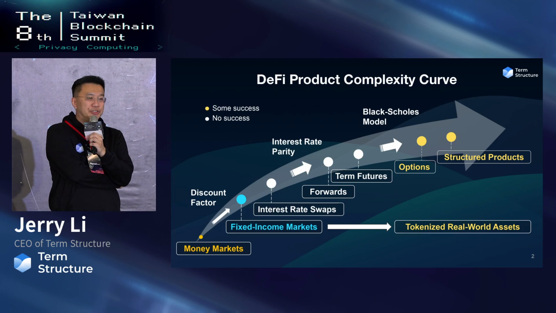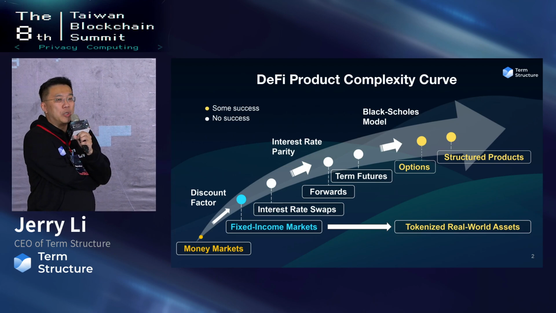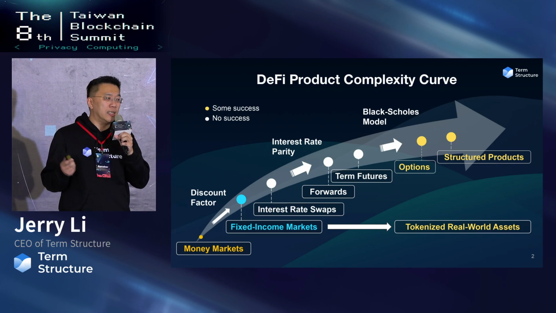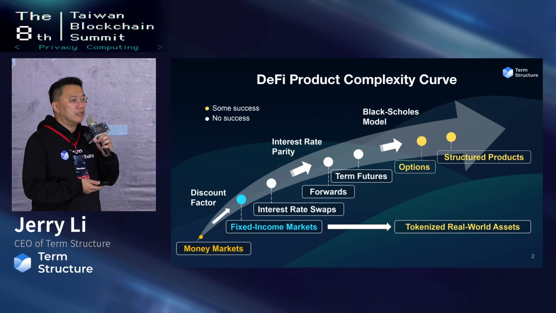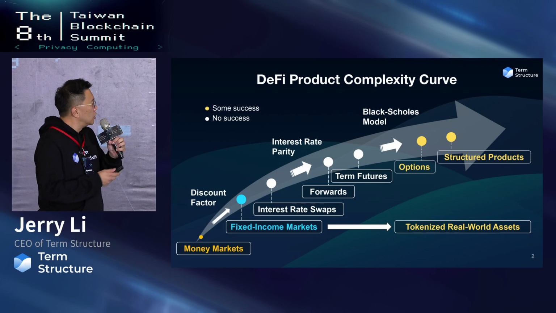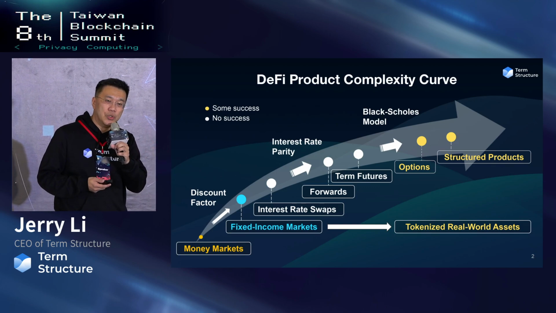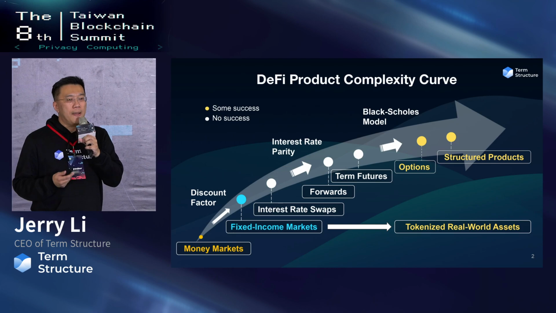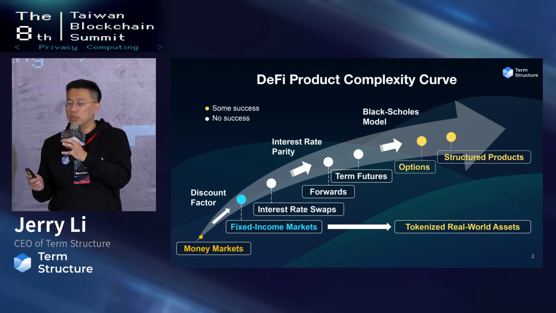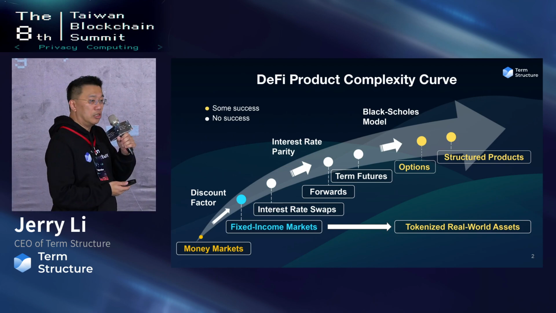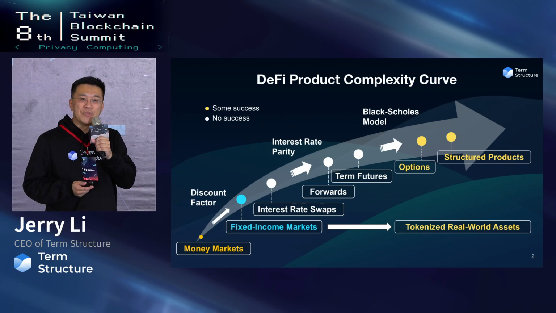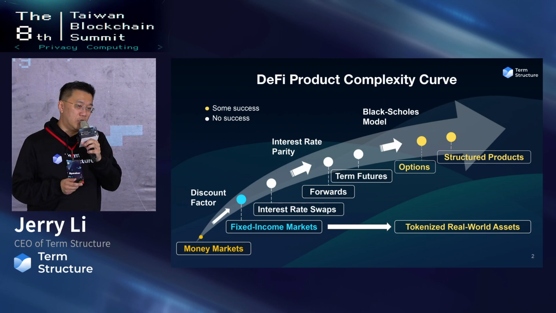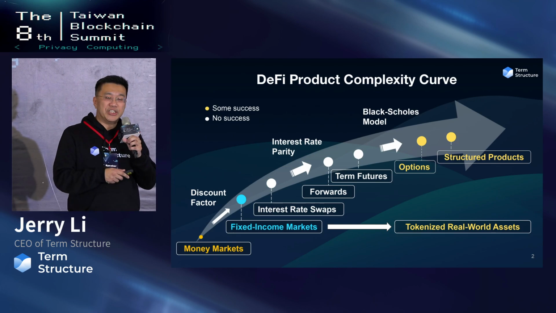This is a slide I used a second time in my speech. This is very important. We have to know where we are today on this product complexity curve, or throughout the evolution of DeFi. Today, we're very happy to have money market protocols like Aave and Compound. They are successful. You can deposit your tokens, or borrow a loan, a debt, from the pool. On the other end of the curve, we see options and structured products. There are some success cases there, but if you look at the middle part of the curve, this is a gap. There's nothing.